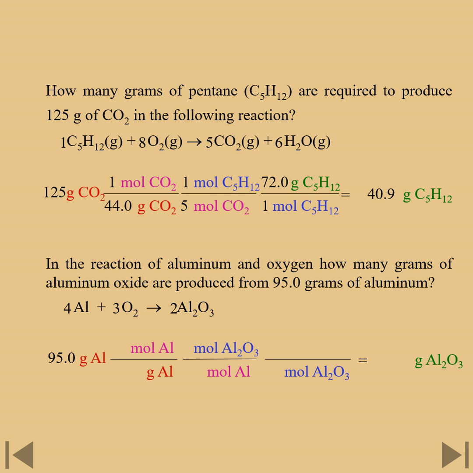And I hope you had no problem setting this up. For the numbers, that would be 27.0 grams per mole of aluminum, 2 moles of aluminum oxide from 4 moles of aluminum, and then the molar mass of aluminum oxide, twice 27 plus 3 times 16, for 102.0 grams per mole.